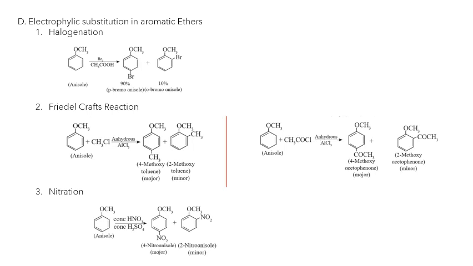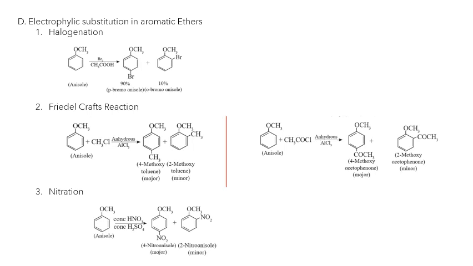Next property of ethers, that is electrophilic substitution in aromatic ethers. First one, that is halogenation. Anisole undergoes bromination with bromine in acetic acid even in the absence of ferric bromide catalyst. It is due to the activation of the benzene ring by the methoxy group. Thus, anisole, that is a benzene ring attached to OCH3, gives rise to 90% para-bromoanisole and 10% ortho-bromoanisole.